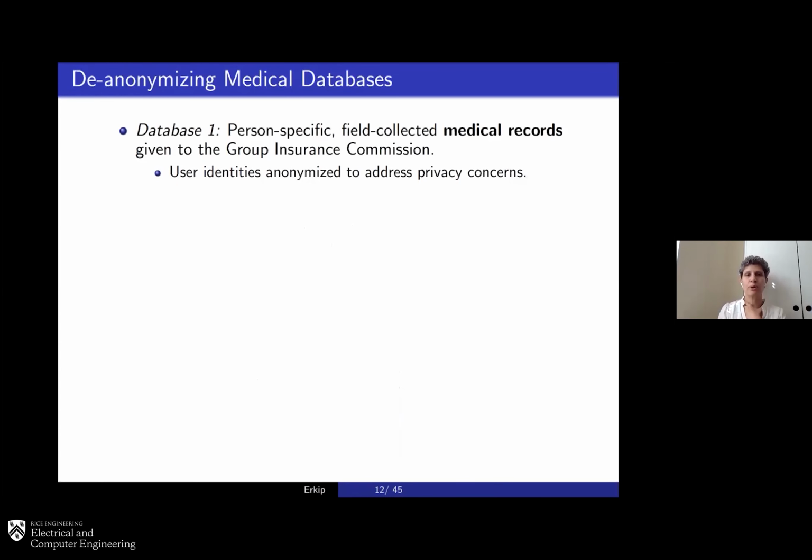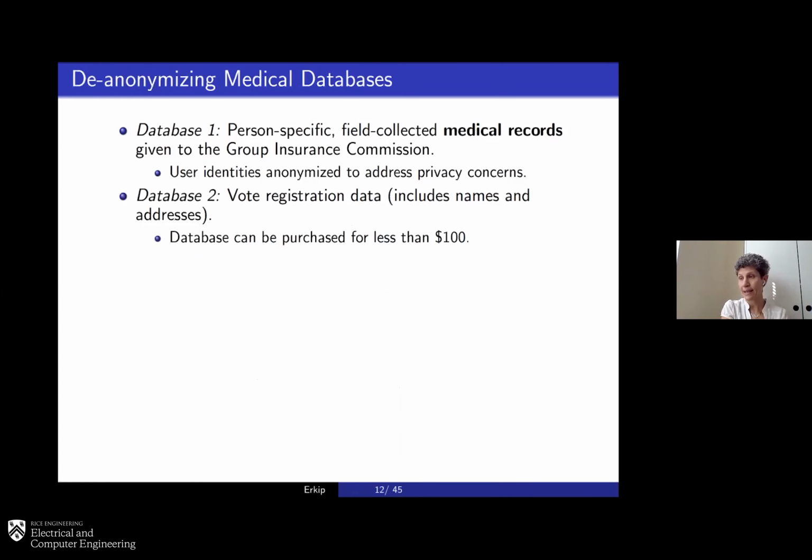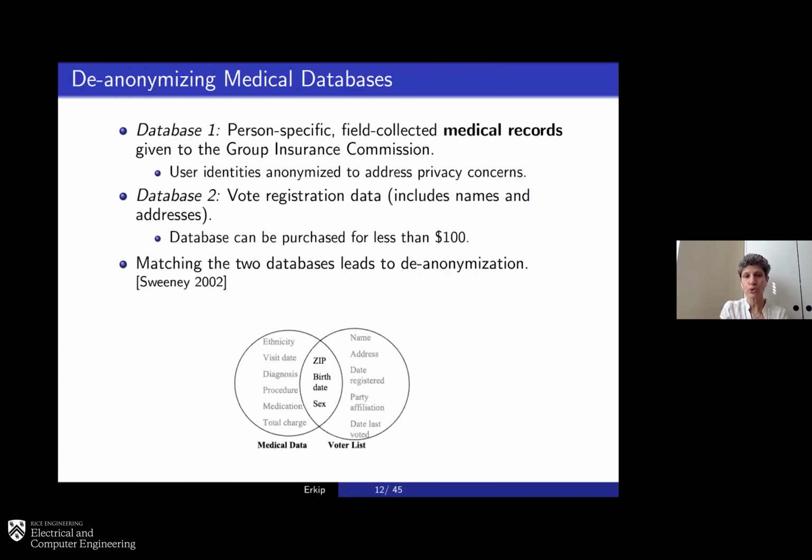Another example that did occur in practice was databases consisting of medical records that were made available in an anonymized fashion to the Group Insurance Commission for insurance purposes. It turns out that by getting a very cheaply available second database, which consists of voter registration data, which simply includes names and addresses of users, Sweeney in 2002 showed that these two databases could be matched. The medical data and the voter list had only a few entries in common, such as zip, birth date, and sex. But even using that limited data, Sweeney was able to de-anonymize these medical records, again compromising privacy.